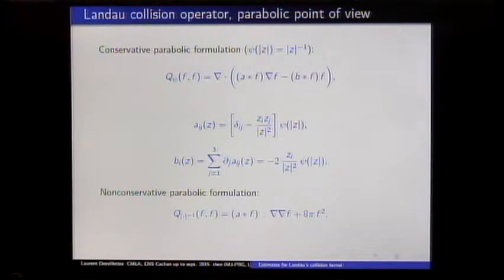And as you can see here, remembering that psi is equal to this quantity, the A, which appears here, typically behaves like 1 over Z when Z is close to 0, whereas the B behaves rather like 1 over Z square when Z is close to 0. So as you can see, the singularity when Z is close to 0 is much more dramatic when you consider the drift term than when you consider the diffusion term.